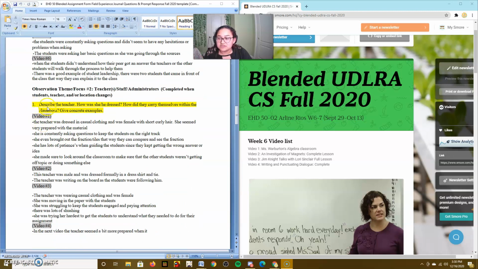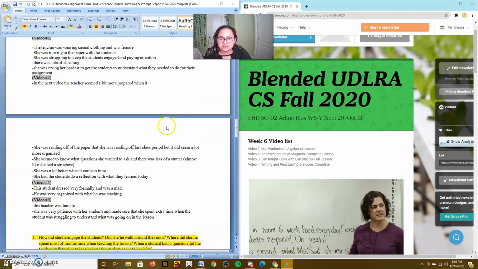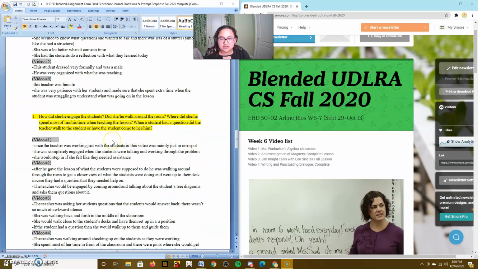For the teacher, I chose describe the teacher. How were they dressed? How did they carry themselves within the classroom? This part right here was the most important, how they carry themselves within the classroom, since some teachers can get a little bit off topic, or maybe it's the students that cause it to be a little harder to teach during the class. I wanted to know how they stayed together with that topic or assignment, or how they got back on track. This one was originally supposed to be number 2, but how did they engage the students?